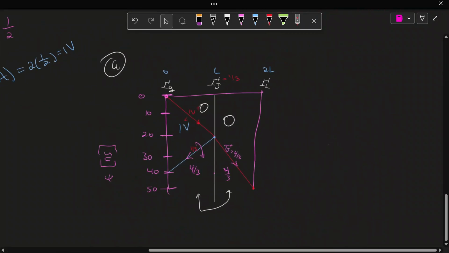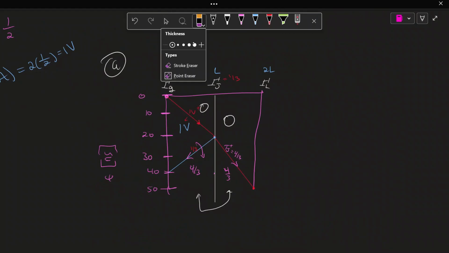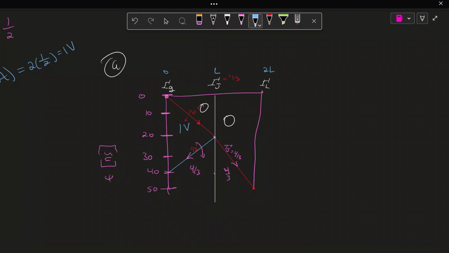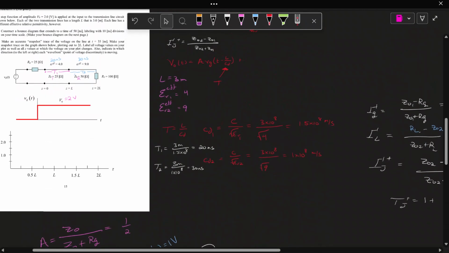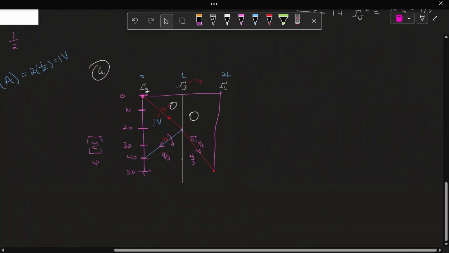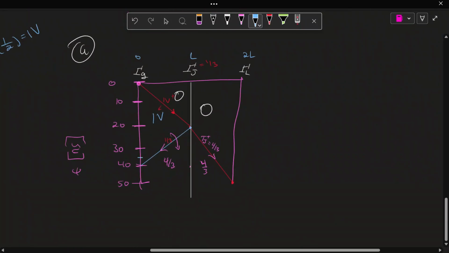So what you're going to do is come back to your bounce diagram, whatever you have, even if it's wrong, you have to know how to do this. It's at 35 nanoseconds. So you go to 35, which we can say is around here, and you make a dashed line all the way across.